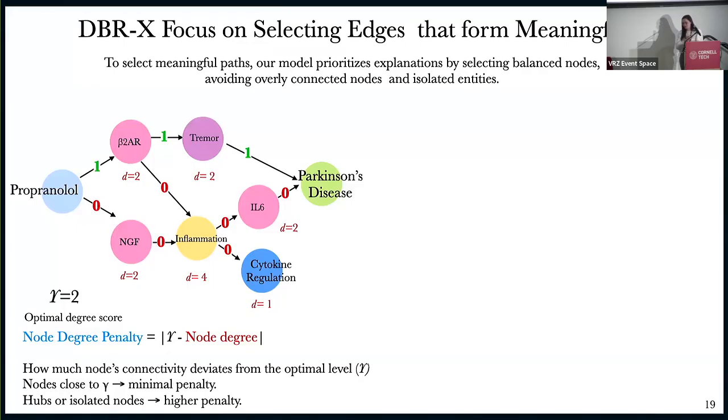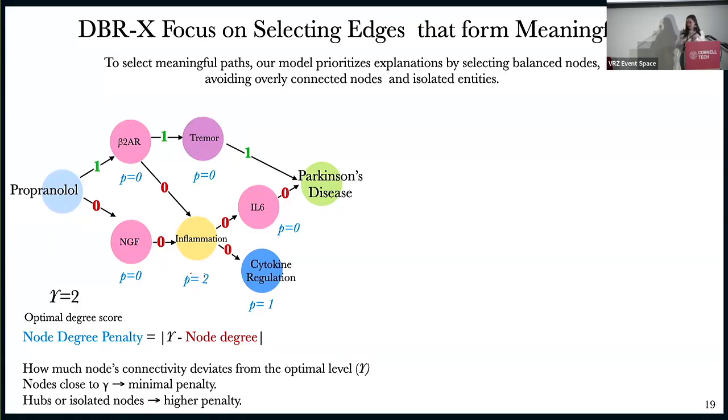And for this, we introduce a simple node degree penalty that basically measures how far the connectivity of a node in your graph is from an optimal value. And this optimal value is something that you learn. Basically, those nodes that are close to this optimal value are less penalized, and those that are far are going to be more penalized. So in this case, we can see that the nodes that I have over here that are close to the optimal value do not get penalized, and then inflammation and cytokine regulation get a little bit more penalized because they're far from this optimal value.